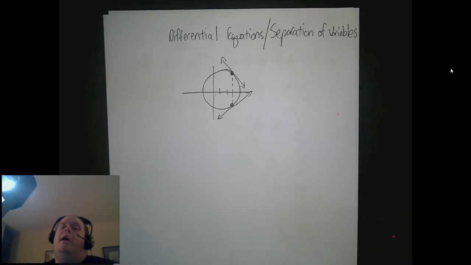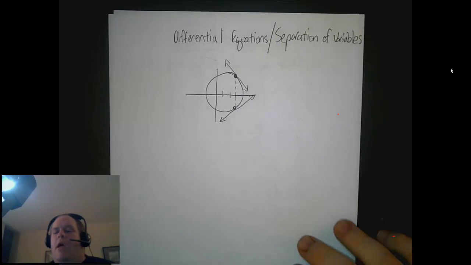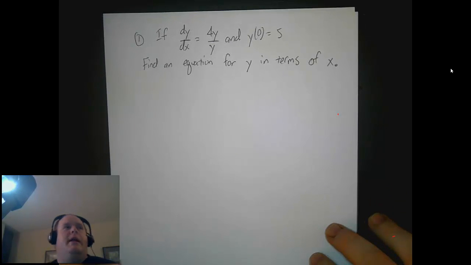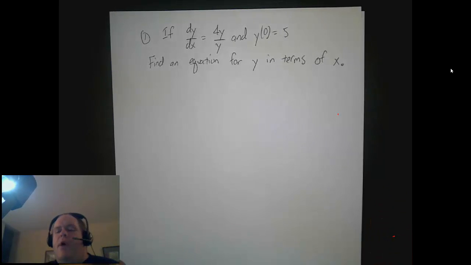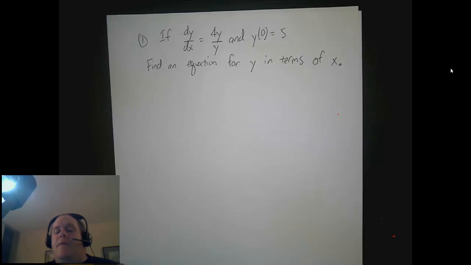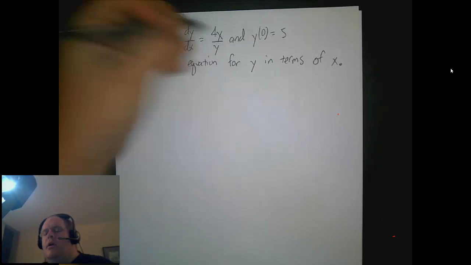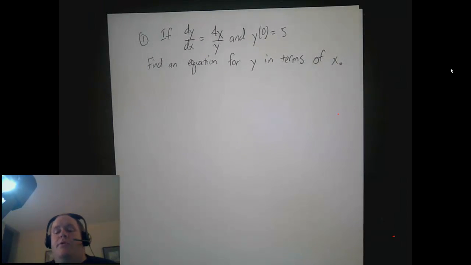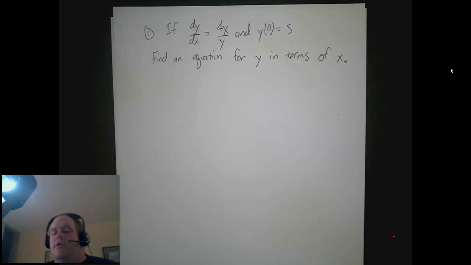They're going to tell us the derivative is 5x over y squared. What was the original function? So hopefully that little picture makes it clear. Here's the first problem. It goes a little something like this. It says, if the derivative of y with respect to x is 4x over y, and y of 0 equals 5, we want to find an equation for y in terms of x.